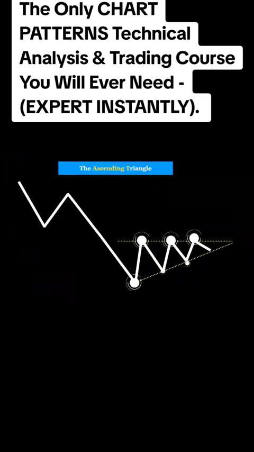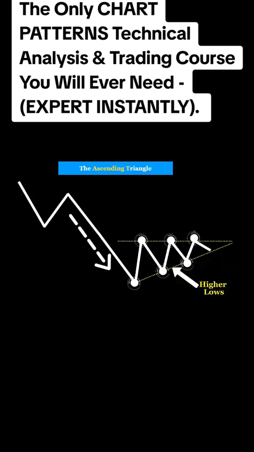The same pattern can also appear during a downtrend, and in this case the meaning shifts. The market is moving lower, but buyers begin stepping in earlier, forming higher lows. However, price keeps getting rejected at the same resistance level, creating that horizontal ceiling. This forms the ascending triangle once again.